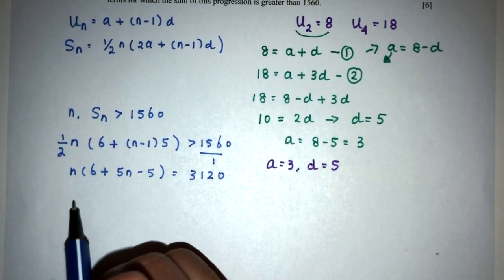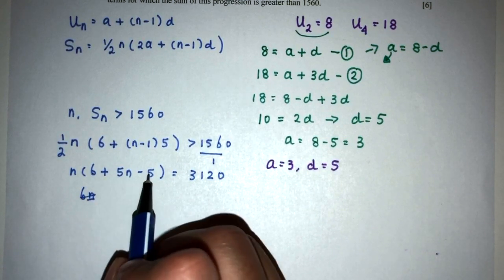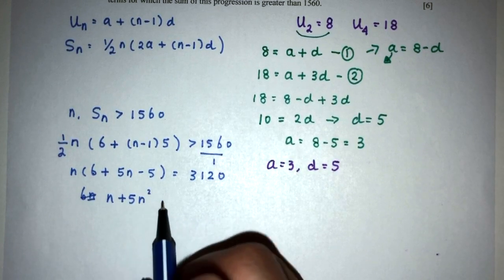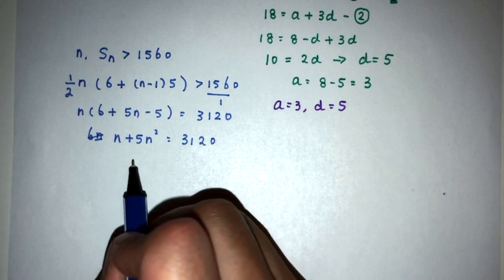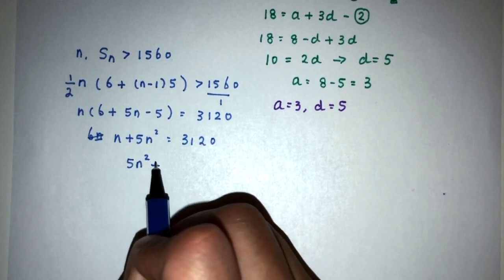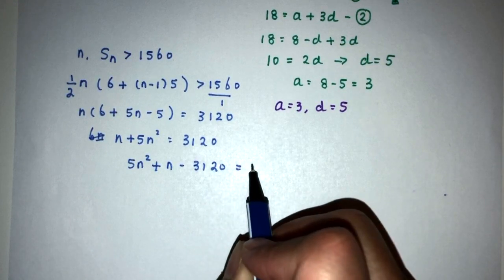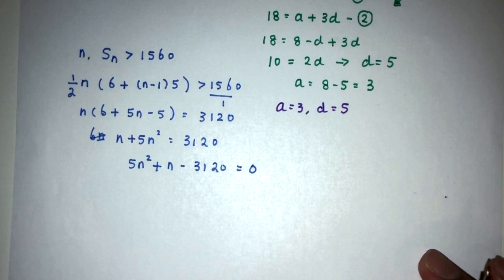Simplify, that will become 6n, simplify first. 6 minus 5 is 1, 1 times n will be n, plus 5n squared is 3120. So simplify, you have 5n squared plus n minus 3120 equal to 0. As you can see here, we have a quadratic equation, so we can solve this step by step.